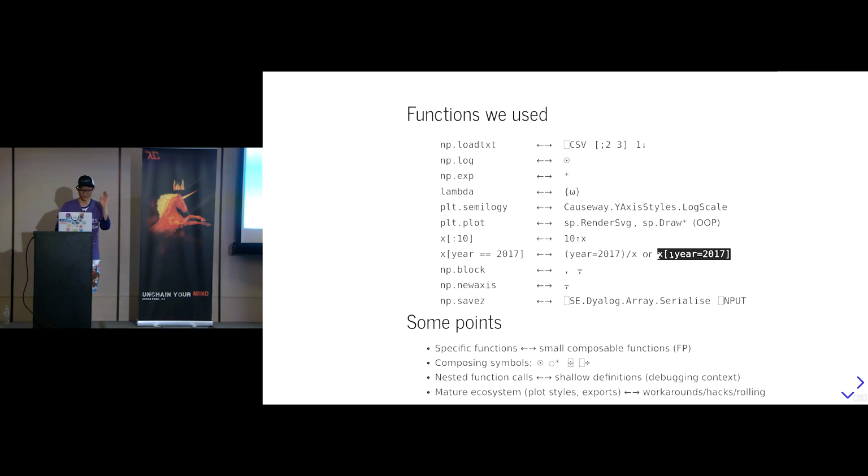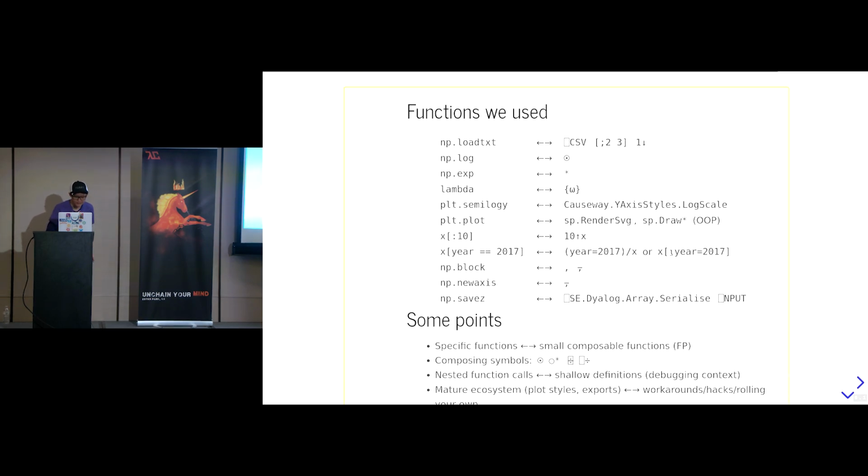Don't filter this way. You have a built-in function for that, so do it this way. Block is concatenate and table. New axis is this table function as well. And save z is longer in APL. You have to serialize it first, then you save it.